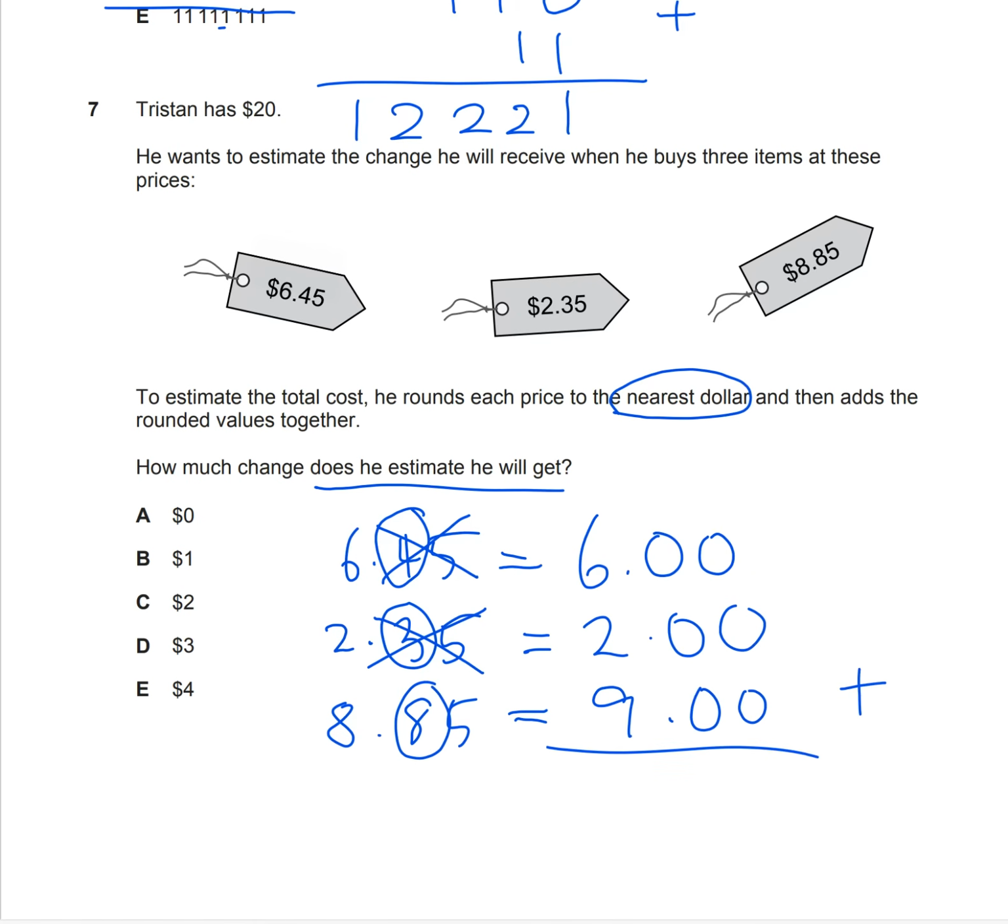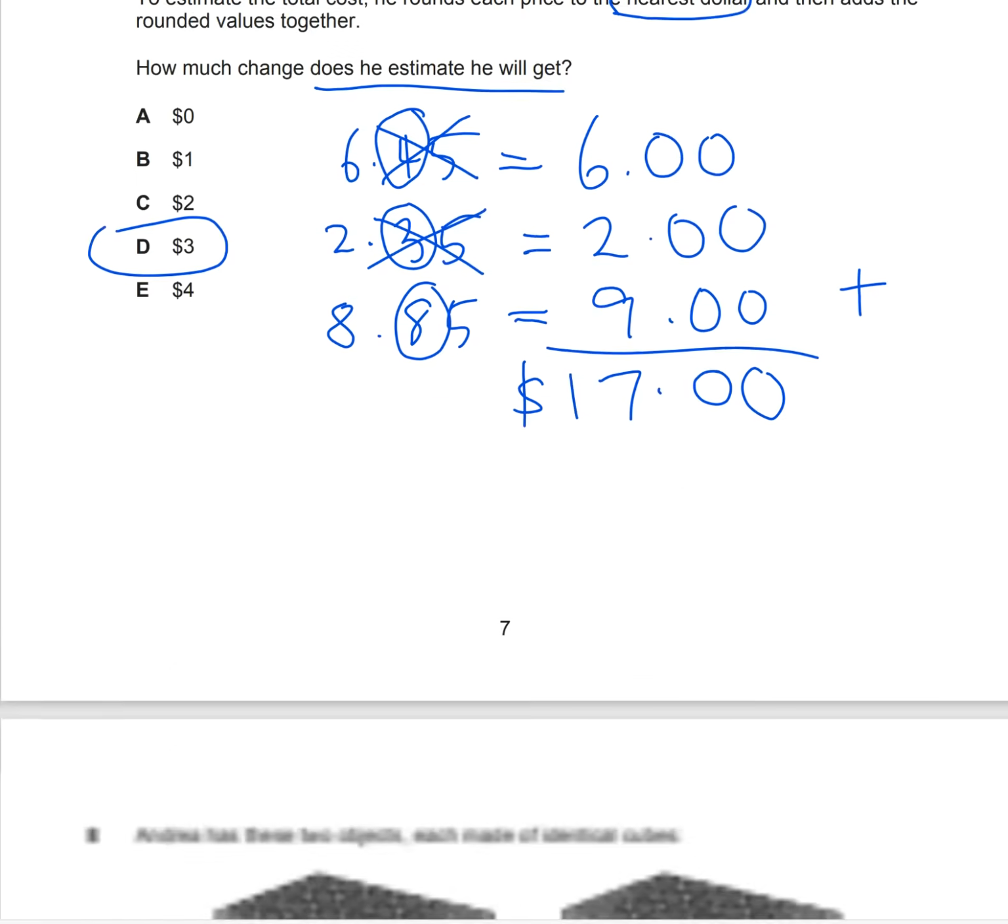We can add. 6 plus 2 is 8, and 8 plus 9 is 17. We get $17. He had 20. How much change do we get? $3 estimate.